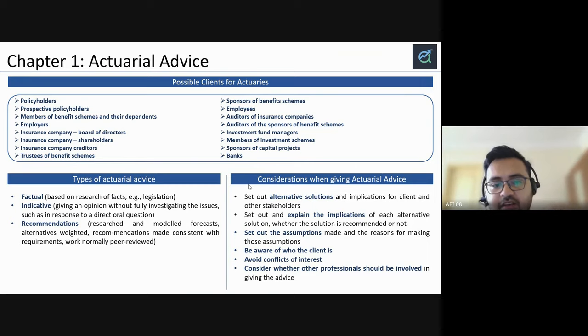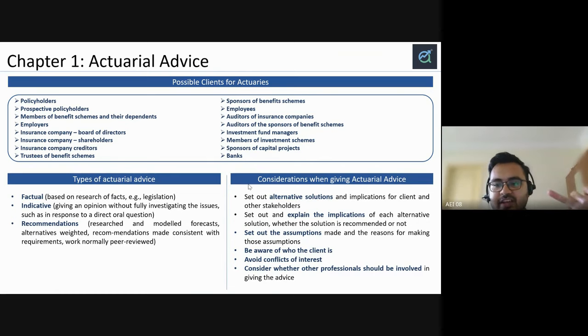Recommendation is on a different line, wherein you're doing research and model forecasts, and alternative weighted recommendations are made consistent with requirements, normally peer reviewed. This is basically most of the actuarial work that we know on an as-is basis, wherein you're running certain models, identifying what the premium should be, putting in a set of assumptions, doing some stress tests, doing some scenario and sensitivity analysis, and getting it reviewed by a lot of peers to identify if there is any shortfall in the model. Those are basically the day in, day out work of usual actuaries, mostly as practitioners or employees. So that is basically a recommendation kind of thing.